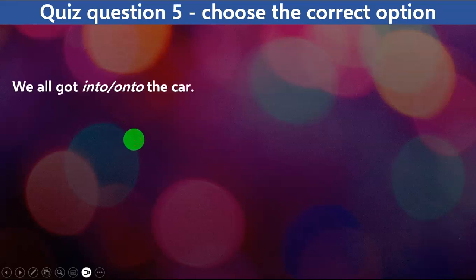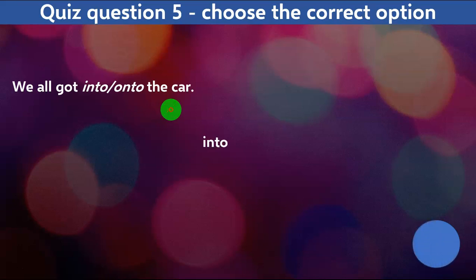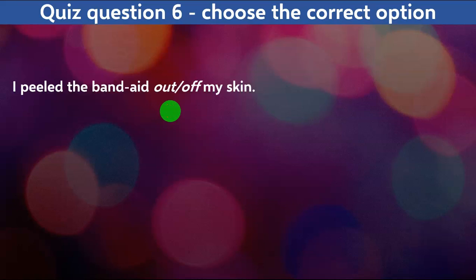Quiz question number 5. We all got into or onto the car. Your time starts now. Alright, the correct answer is we all got into the car. Quiz question number 6. I peeled the band-aid out or off my skin. Your time starts. Alright, I peeled the band-aid off my skin.